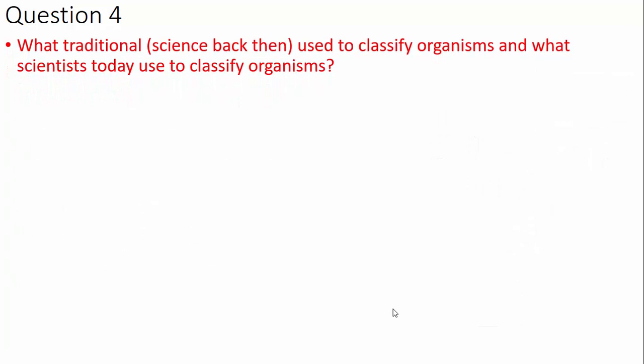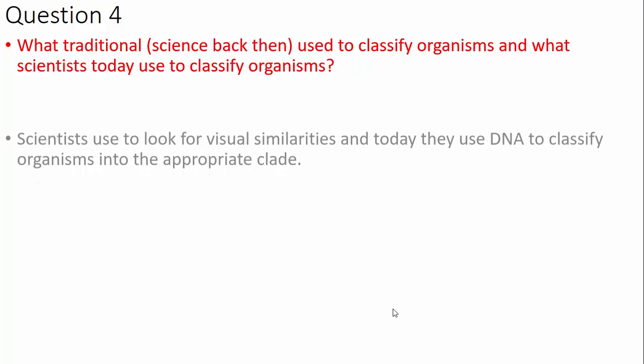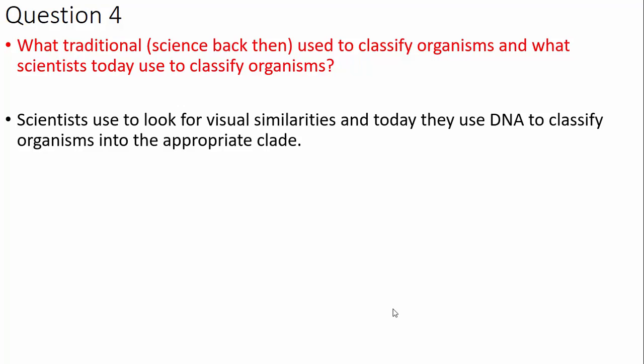Number 4. What traditional, and when we say traditional, we're talking about science back then. What system did they use to classify organisms, and what do scientists use today to classify organisms? Scientists used to look for visual similarities, and today they use DNA to classify organisms into the appropriate clade. Now, this needs to have a D on the end here, and what scientists today use to classify organisms is the DNA.